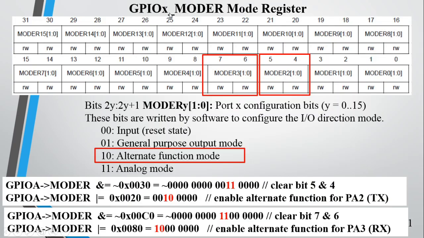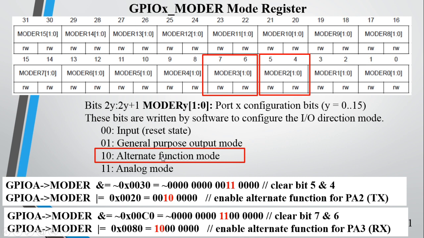So I am taking the GPIO-A mode selection register. In the mode selection register, a set of 2 bits is used for configuring the functionality of each pin. Here I need to configure the functionality of PA2 and PA3. Which bits do you need to configure? To configure PA2, we need to configure bit number 4 and 5. Similarly, to configure PA3, you need to configure bit number 6 and 7 of the GPIO-A mode selection register.